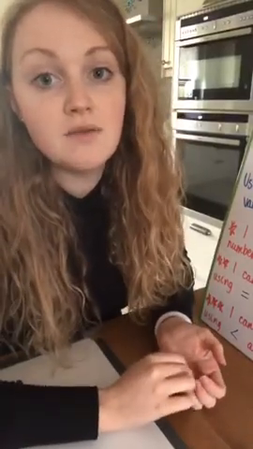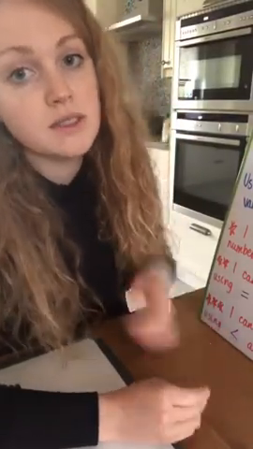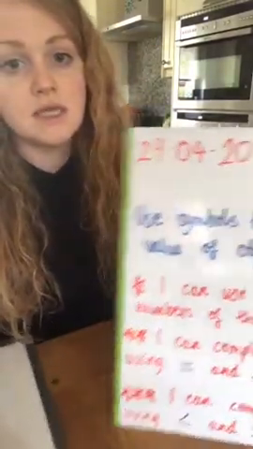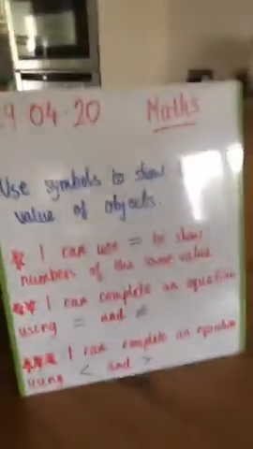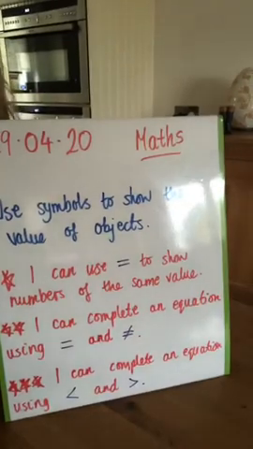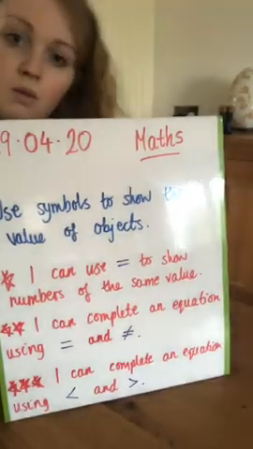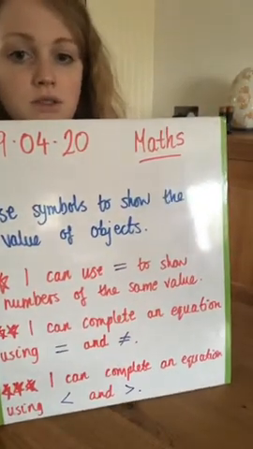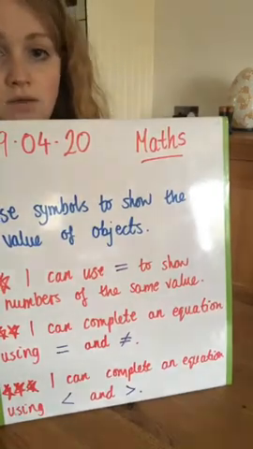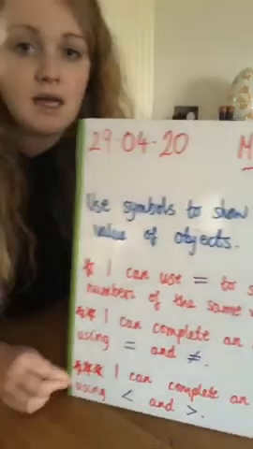So that is the end of our maths lesson today on equations. Have a look again at the success criteria. So here is the success criteria and tick off which one you think you did today. So 1 star using equals, 2 star equals and not equals, and 3 star is your greater than and less than signs.